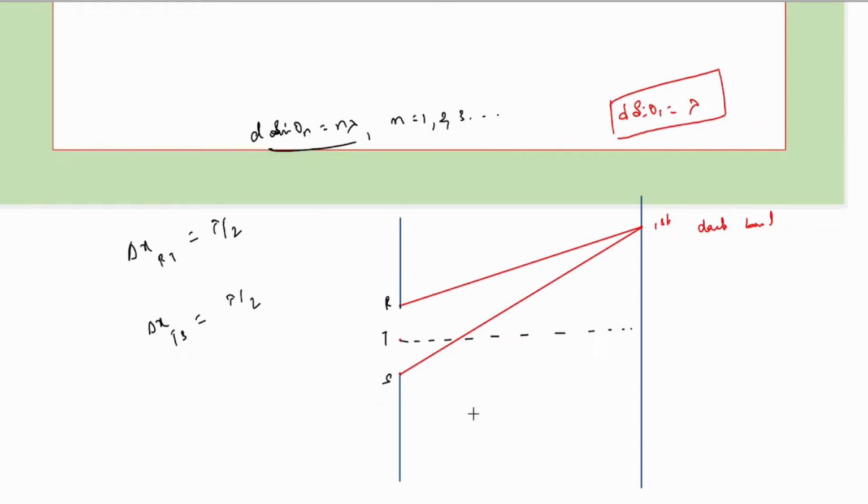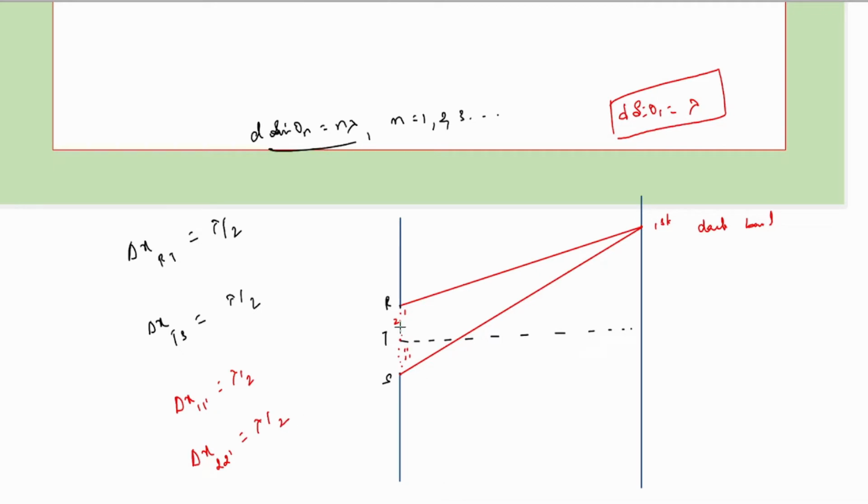Now we can assume that there are a lot of wavefronts here, also a lot of wavefronts here. So we'll take one wavefront here called 1, and we call the corresponding one 1 dash. Similarly, let us take a wavefront called 2 and a wavefront called 2 dash. So we consider one wavefront or a point immediately below point R. There will be a corresponding point immediately below T, such that the path difference between point 1 and 1 dash would be lambda by 2. Similarly, the path difference between 2 and 2 dash would be lambda by 2.